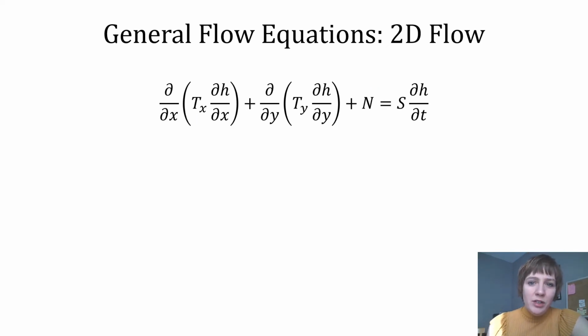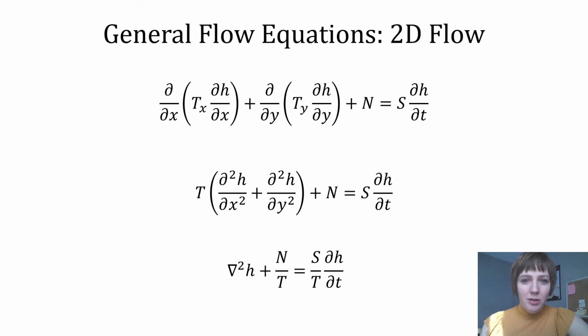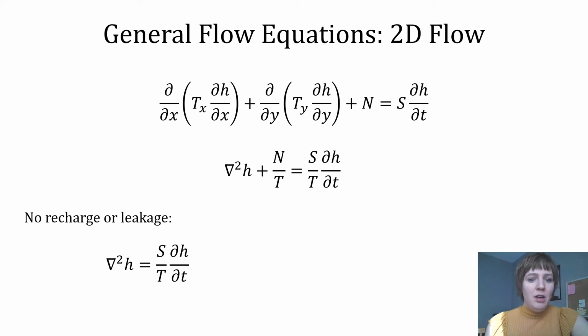Of course, this 2D equation simplifies further if transmissivity doesn't vary with space. In that case, you can pull it out of the differential and rewrite the equation like this, which of course could also be written like this. That's the same thing. We've just substituted in our Laplacian operator. Now, if there is no recharge or leakage, if N equals 0, then this reduces even further to this. With no recharge or leakage, or if the flow is steady and this change in head is not going to be changing with time, then we would have this.